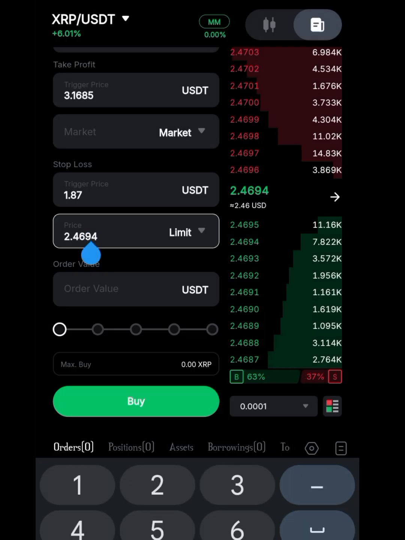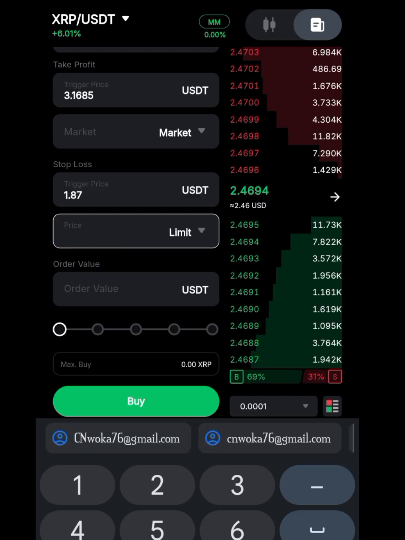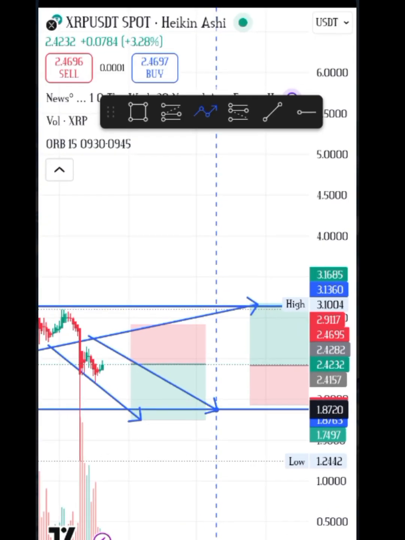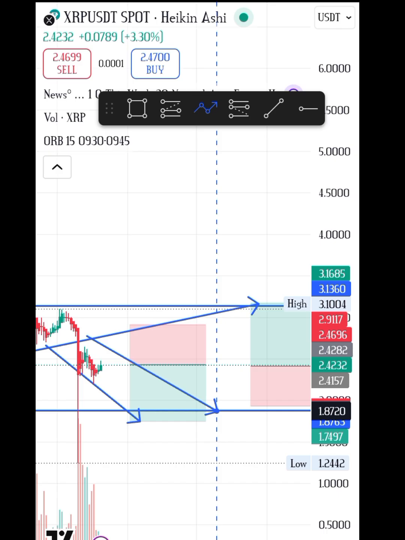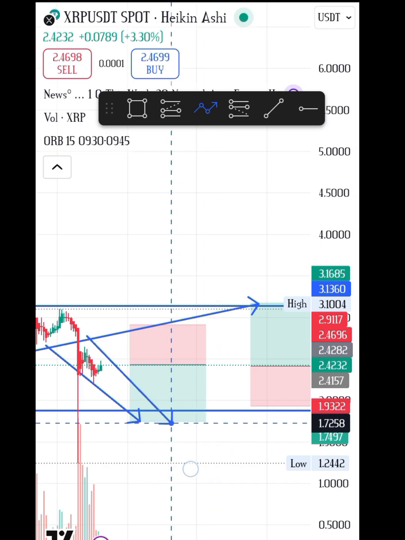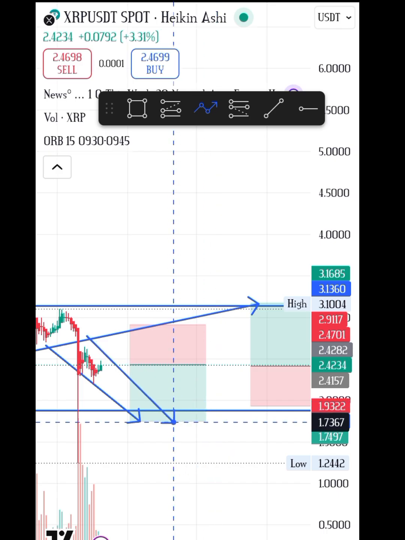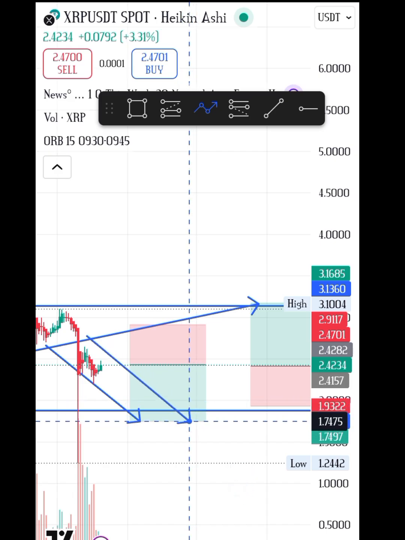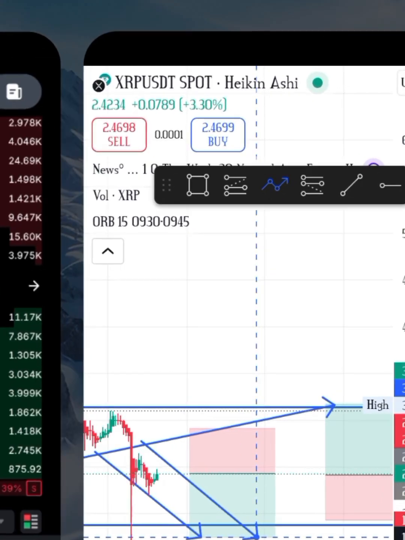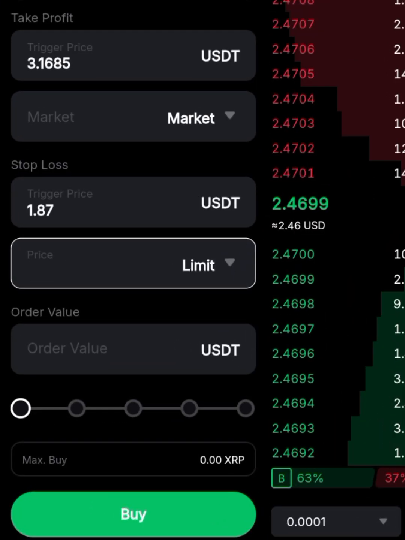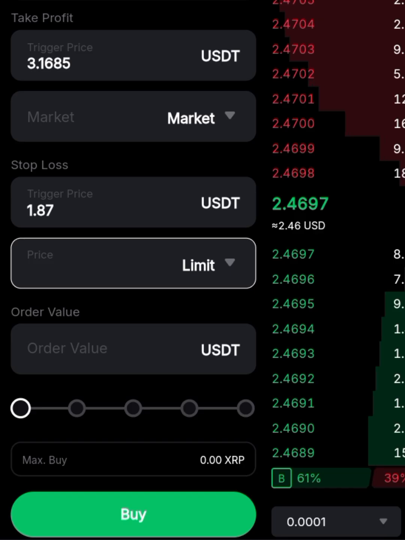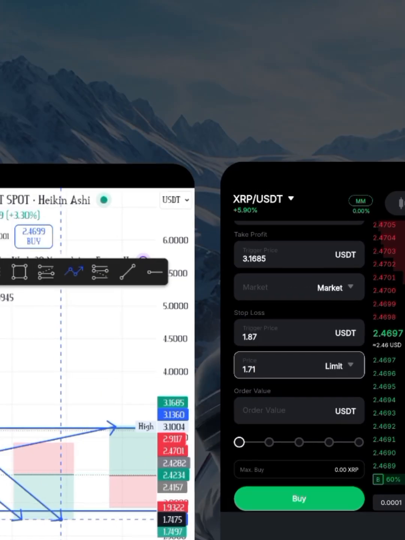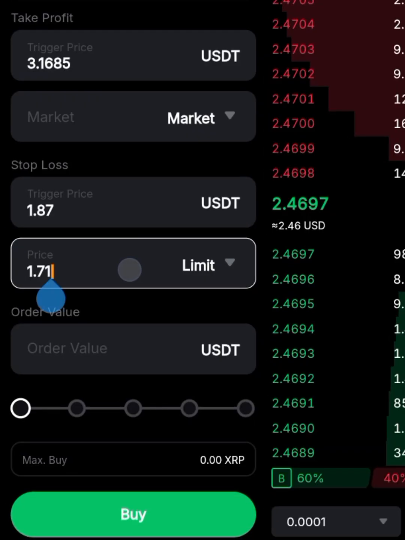If price reaches this point, let it be limits, not markets, right? So you have to set it to limits, because it will trigger by itself. Market means you set at any point, but you want it to reach a specific number, then you put limits. So you want it to reach this specific point, that is 1.74. That means our analysis has failed us, and Bybit should close the trade at 1.74.